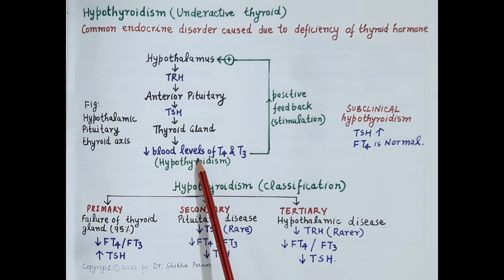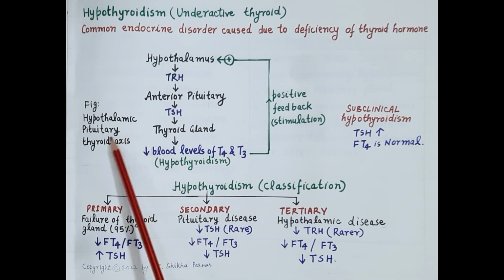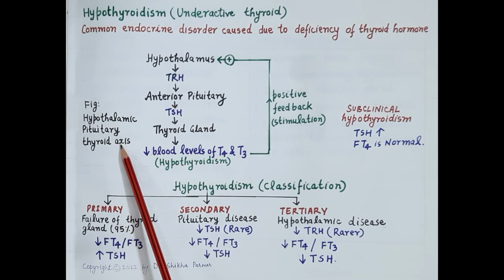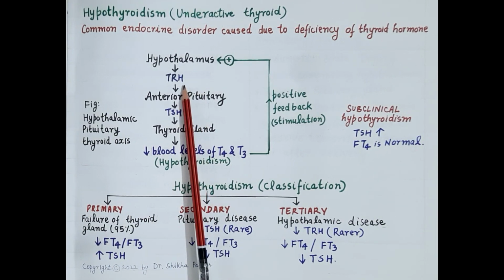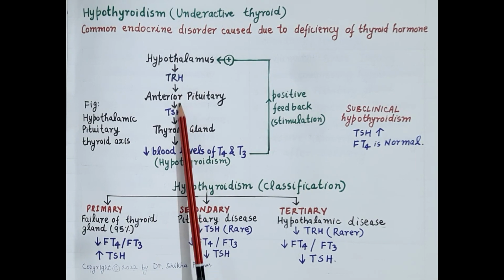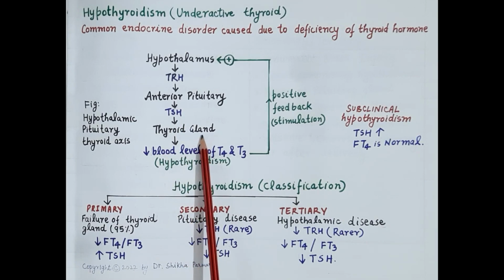So, look at this figure. It depicts the hypothalamic pituitary thyroid axis. Now, hypothalamus is located at the base of brain and it secretes TRH, that is thyrotropin releasing hormone. TRH stimulates anterior pituitary to secrete TSH, that is thyroid stimulating hormone. Now this TSH further stimulates thyroid gland to secrete T4 and T3.